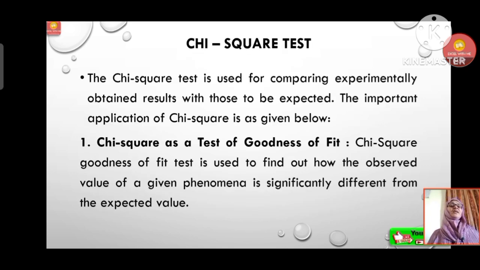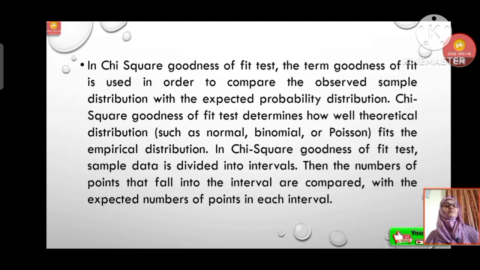Now, chi-square test. The chi-square test is used for comparing experimentally obtained results with those to be expected. The important application of chi-square is as given below. Number one, chi-square as a test of goodness of fit. Chi-square goodness of fit test is used to find out how the observed value of a given phenomena is significantly different from the expected value, whatever value we are expecting.